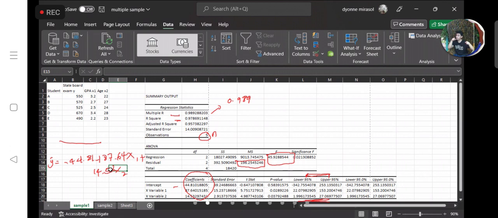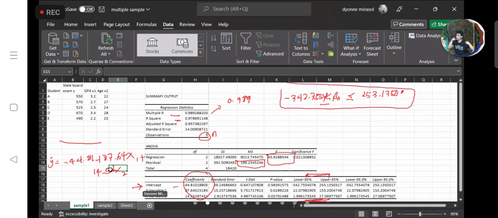excuse me. So our B0, which is our intercept, is less than or equal to, greater than or equal to. So our lower limit is 342.755, then our upper limit is 1350.13503. So that is the confidence interval for the y-intercept.